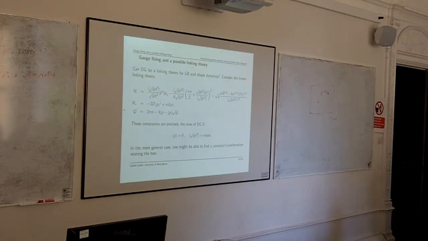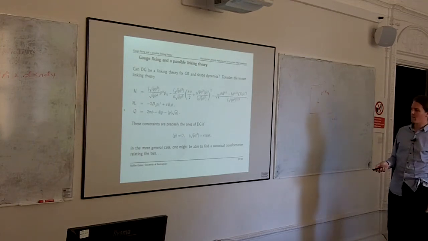So this linking theory that was constructed previously by purely Hamiltonian methods is actually just this very simple kind of space-time theory that sort of Dirac.